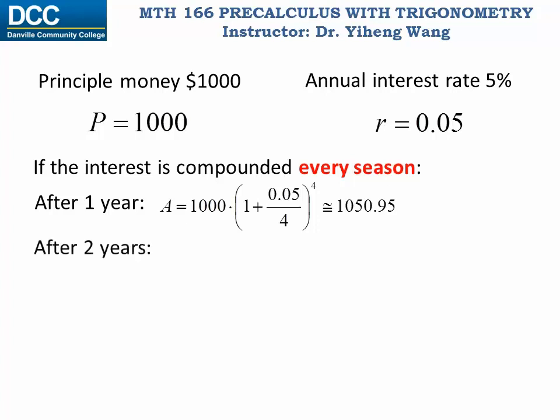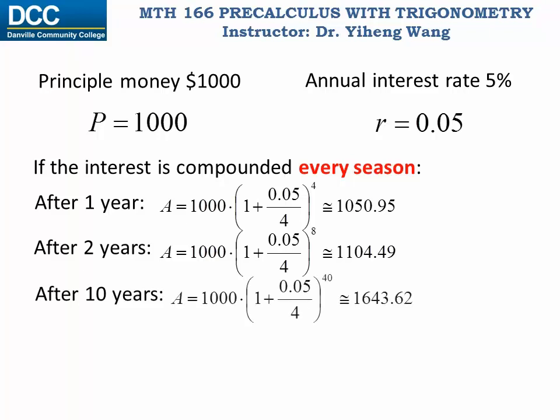And we can continue to calculate your balance after 2 years. And now, since during 2 years, your interest has been compounded 8 times, you will have a total balance of $1,104.49. We continue doing this. After 10 years, you would have had your interest compounded 40 times. That's 4 seasons per year multiplied by 10 years. And you will have a balance that will be more than what you would have had if you had gone with the previous plan.